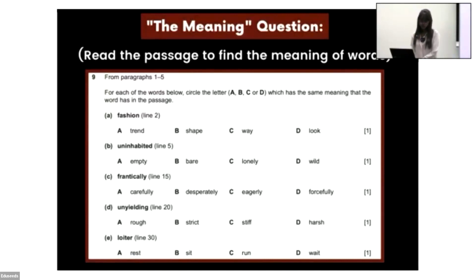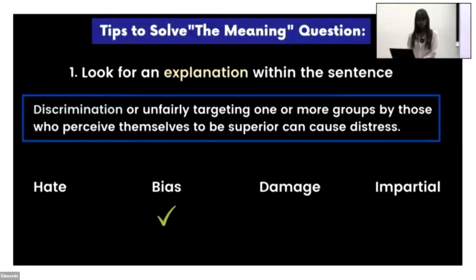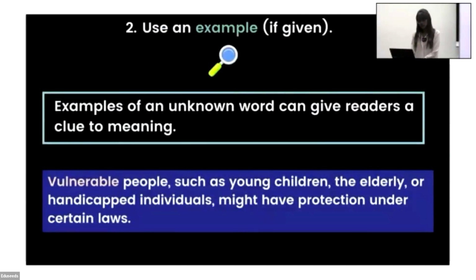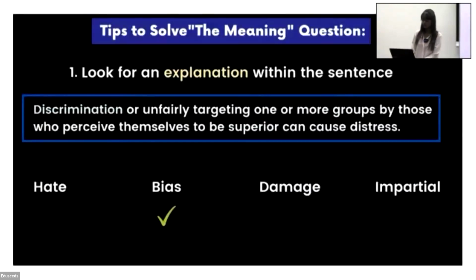Can you see next to the word fashion, they have put in brackets line 2. That means they want you to refer back to line 2. That's how you should do it. You go back to line 2 and look at what is the closest meaning. So look for an explanation within the sentence. For example: discrimination or unfairly targeting one or more groups by those who perceive themselves to be superior can cause distress. So the answer is bias.